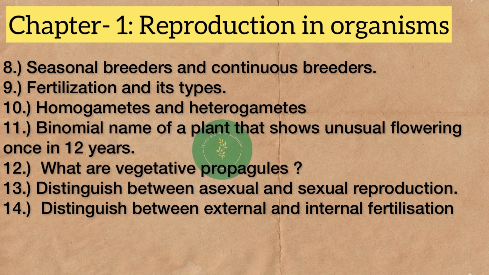Binomial name of a plant that shows unusual flowering once in 12 years. Strobilanthes kunthiana, very important. What are vegetative propagules? Again, the question has been repeated. Distinguish between asexual and sexual reproduction as well as external and internal fertilization with examples.